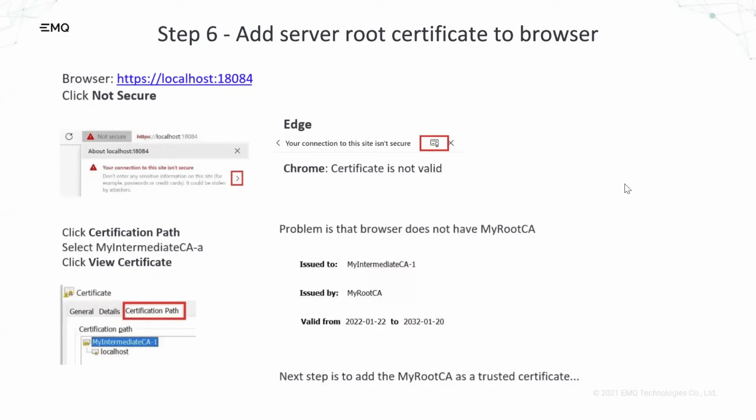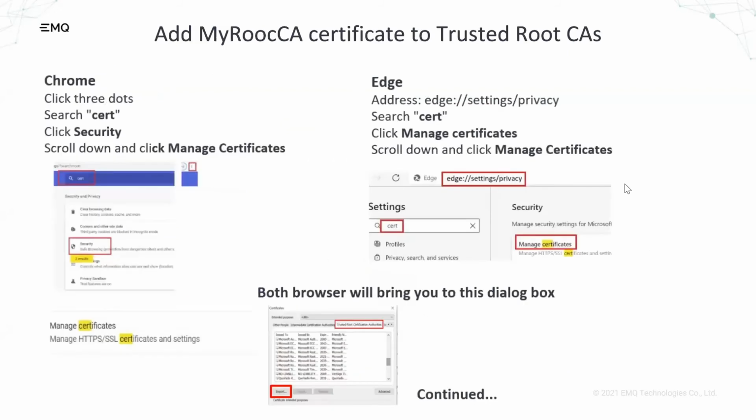So now to test HTTPS, we'll have to add the server root certificate to our browser, because if we tried to go browse to localhost 18084 using HTTPS, it would complain about not having a valid certificate. So basically, for Chrome and Edge, the process is about the same.